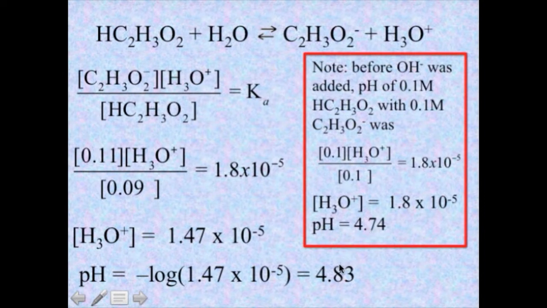So comparing, after we add hydroxide, we see a very slight change in pH to 4.83. The pH was 4.74 before we added hydroxide. That's a good example of what a buffer does. It prevents a rapid change in pH.